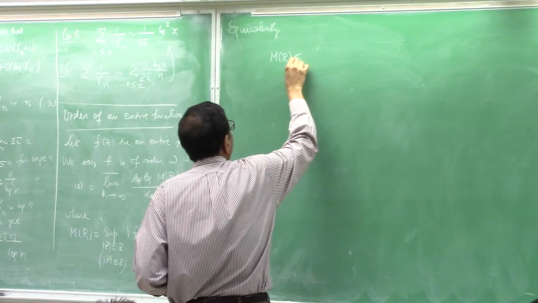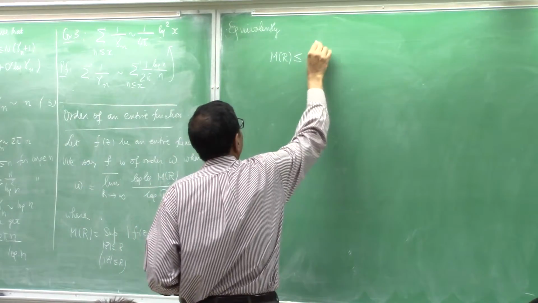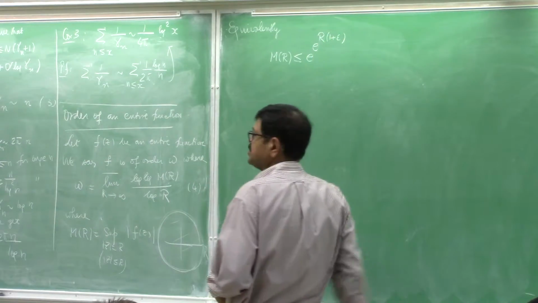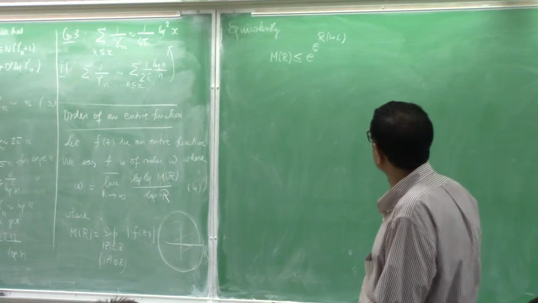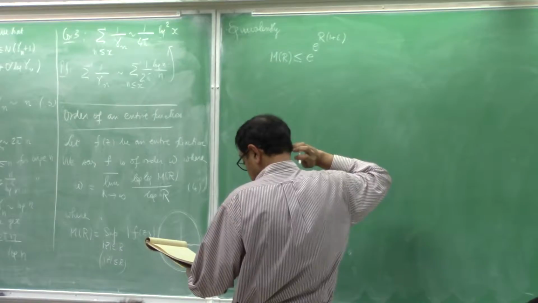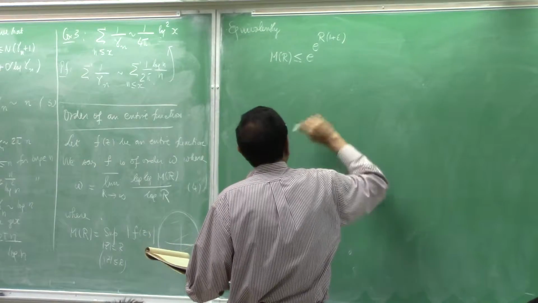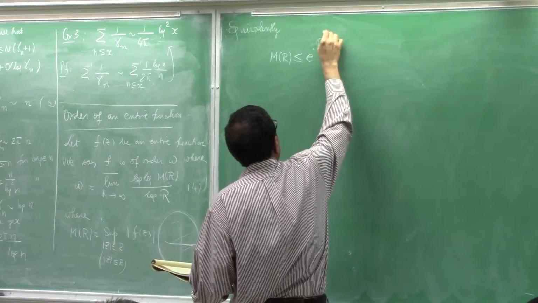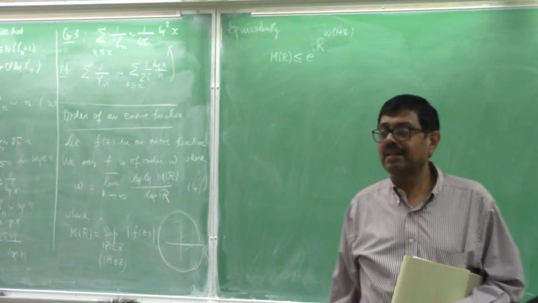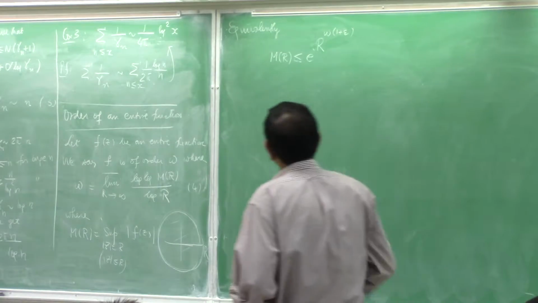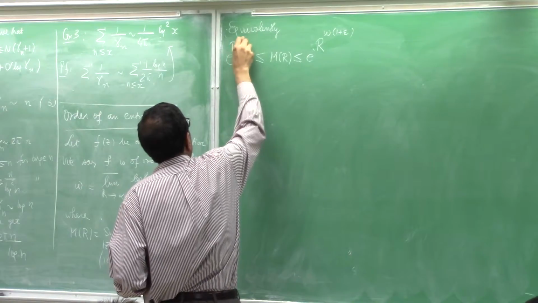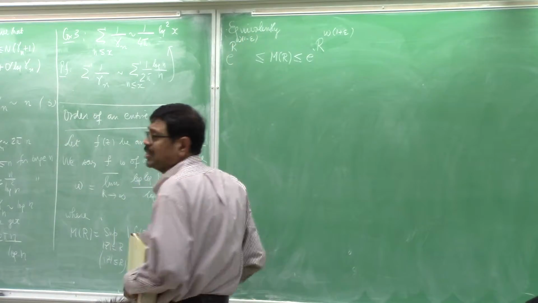lies between e to the r to the omega times 1 plus epsilon. Right? M of r is no faster than that, but m of r grows faster than e to the r to the omega times 1 minus epsilon. So that's what it means.